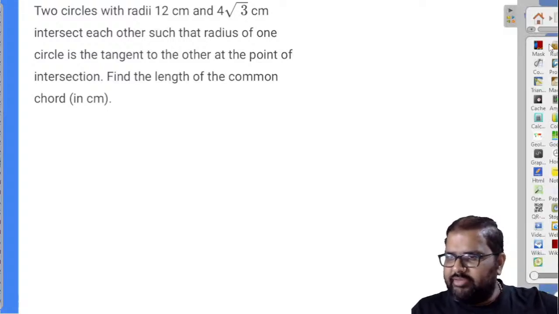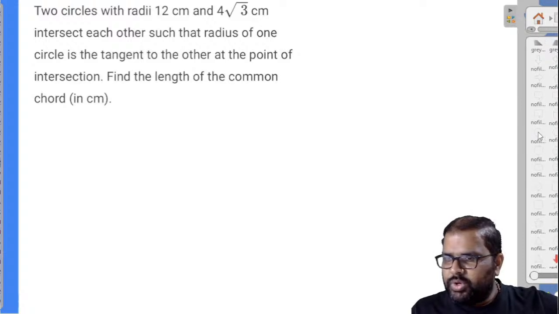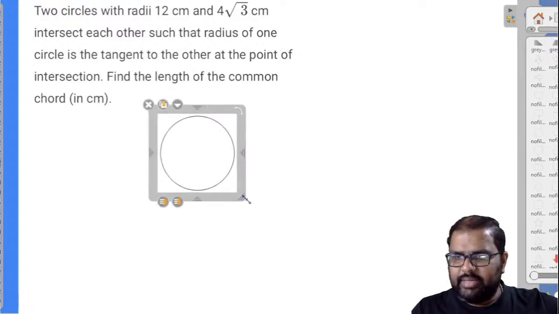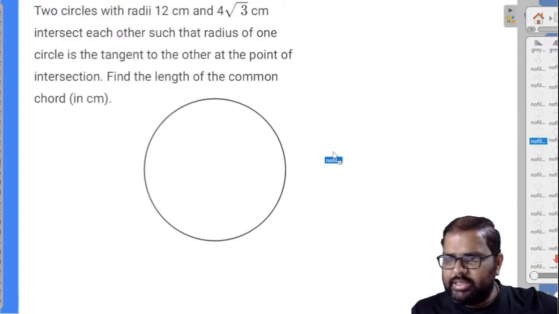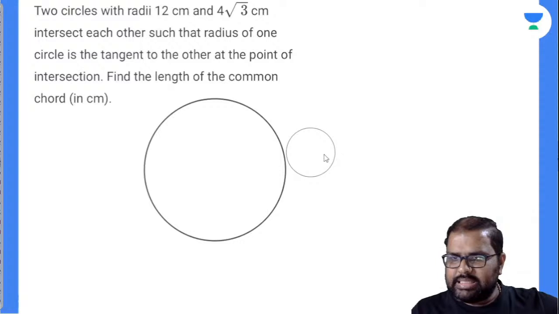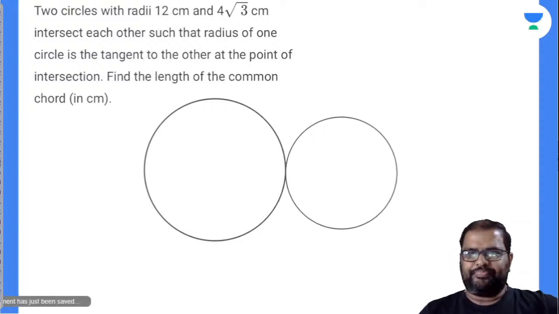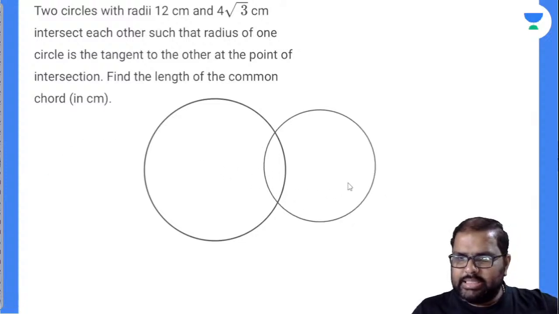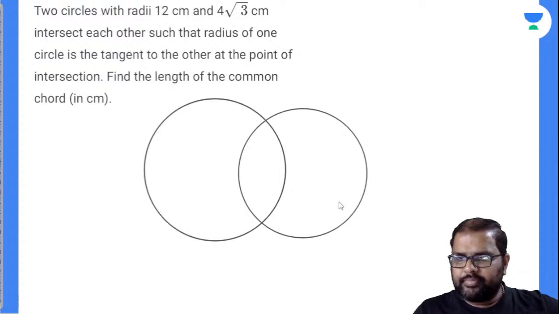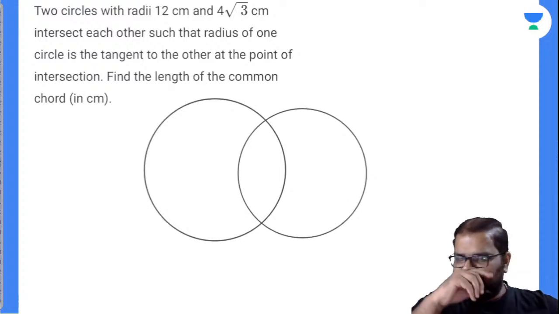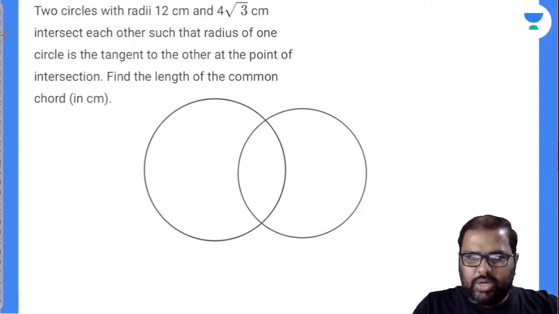Now, two circles with radii 12 centimeter and 4√3 centimeter. So automatically these two circles will be of unequal size. They intersect each other, such that the radius of one circle is tangent to the other at the point of intersection, it seems. So chalo, I will be taking it down like this.